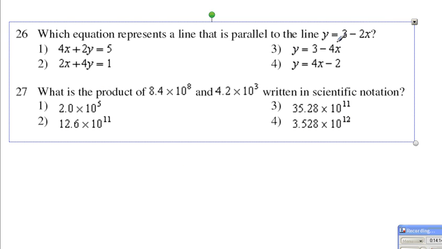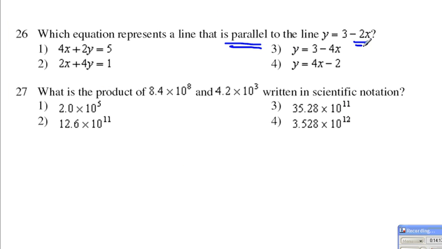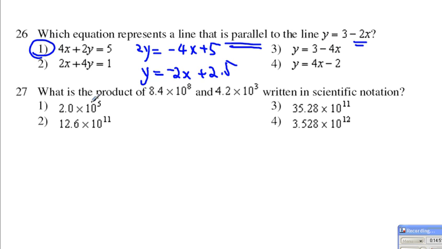All right, now here, parallel to this, that means it has to have a slope of negative 2. Now, which one has a slope of negative 2? Of course, these are not the one. Here, in fact, if you solve for y, by subtracting 4x from each side, we get 2y is equal to negative 4x plus 5. As you divide by 2, y becomes negative 2x plus 2.5. So there it goes. We realize that this one has the same slope as the other one. Number 1 must be correct.